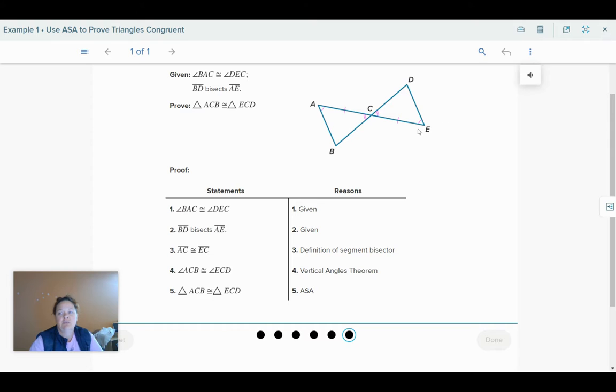Now, based on that information that's given to us, we now have an angle, a side, and an angle that is congruent to the corresponding angle, side, and angle of our other triangle. So therefore, those two triangles are congruent by angle, side, angle. The important thing to remember with angle, side, angle is that the side is included between those two angles.